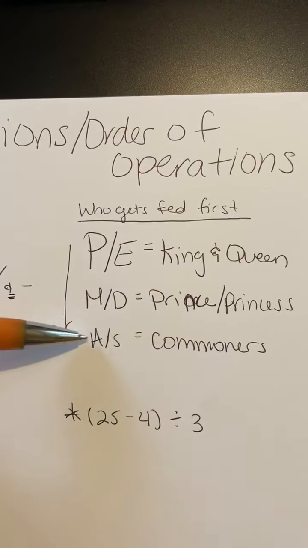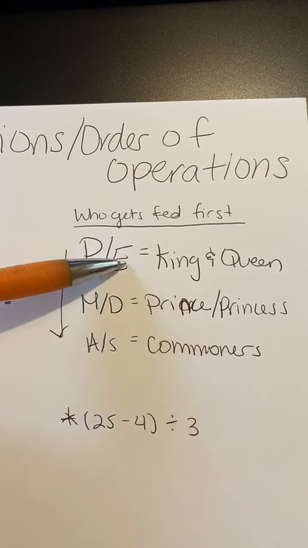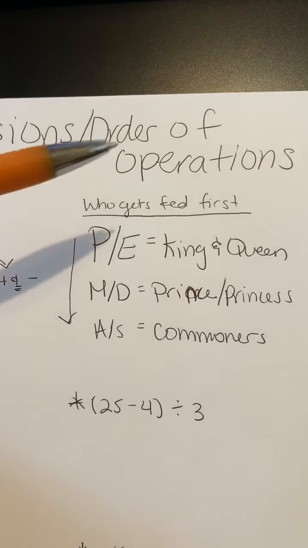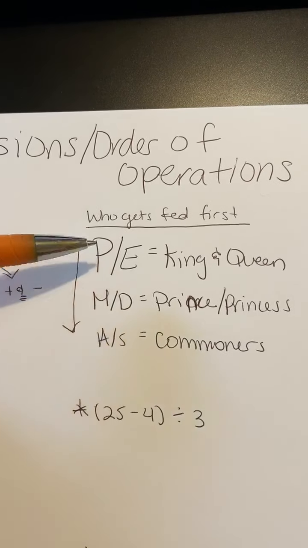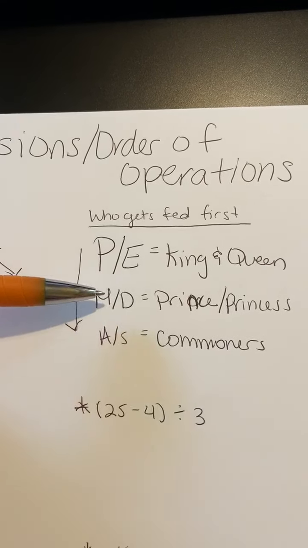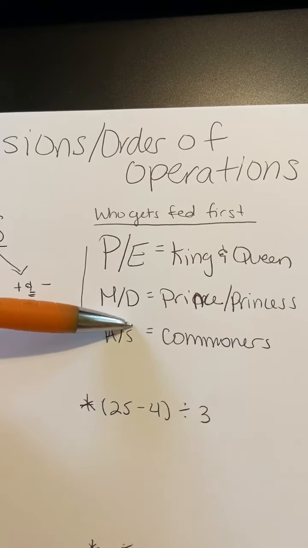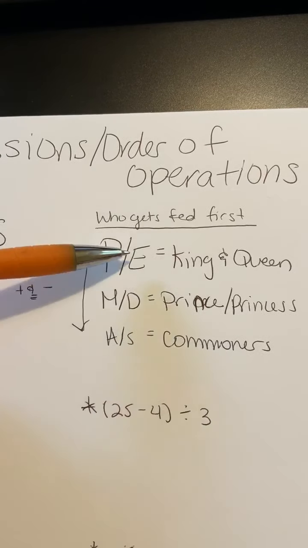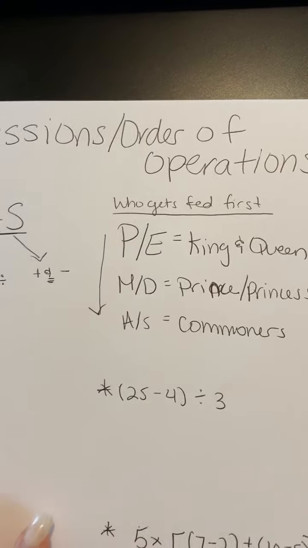You can't give the food to the common people. That's disrespectful to the king and queen. That's not how it's going to work. If you're the royal chef, you get thrown to jail. No one wants to be thrown to jail. So always king and queen first, parentheses and exponents, prince and princess, multiplication, division, adding, subtracting. Think that you learned about adding and subtracting first. So that's why it's the lowest, because it's the easiest. That's another way to look at it.